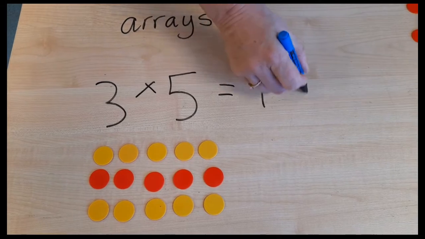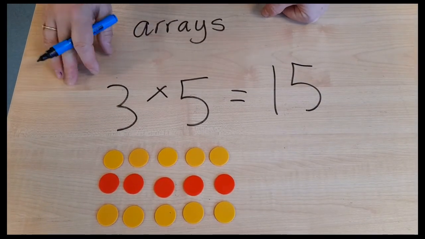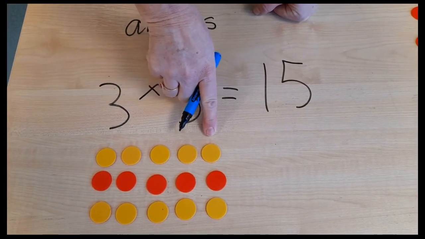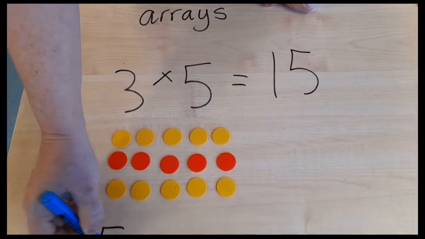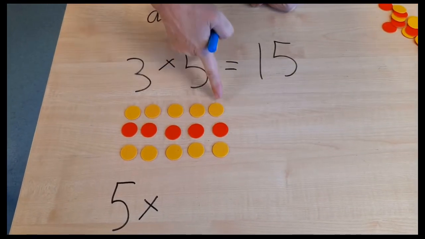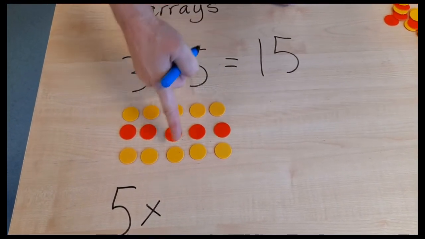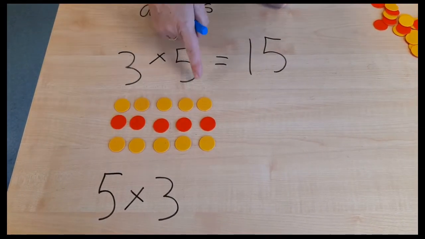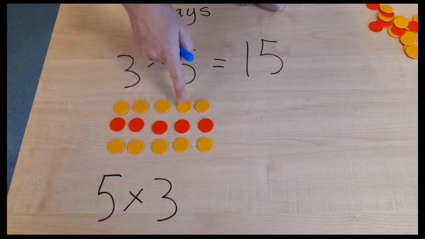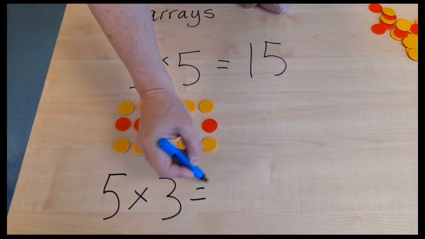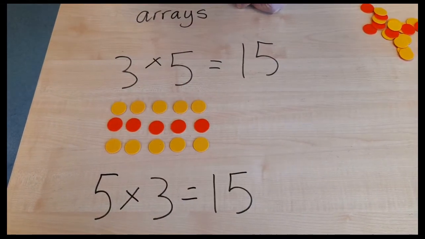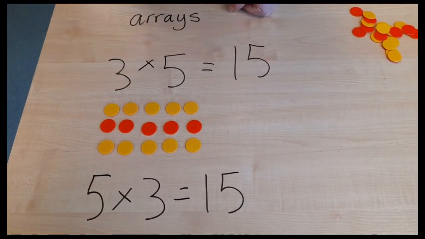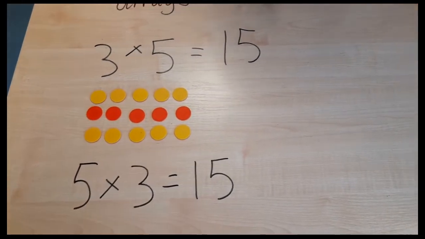But the good thing with arrays is I could actually turn it around. You might see 3 lots of 5. Some of you might see 5 lots of 1, 2, 3, 1, 2, 3, 1, 2, 3. And now we have got 5 lots of 3, which is 3, 6, 9, 12, 15. So we're also learning that these numbers, it doesn't matter which way they go. So let's try another array.